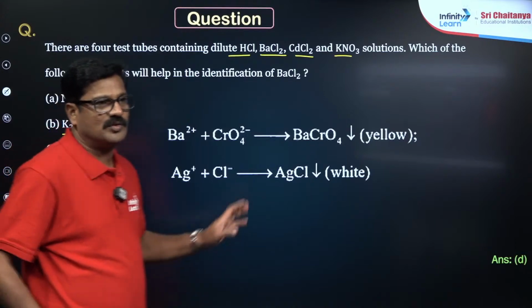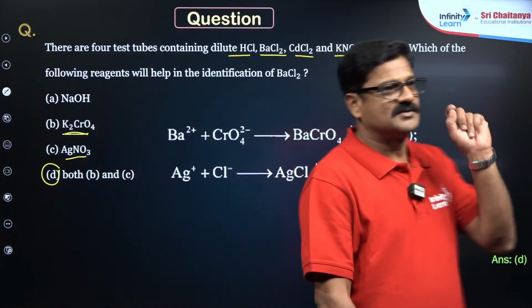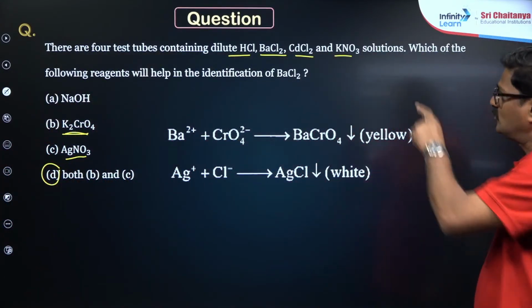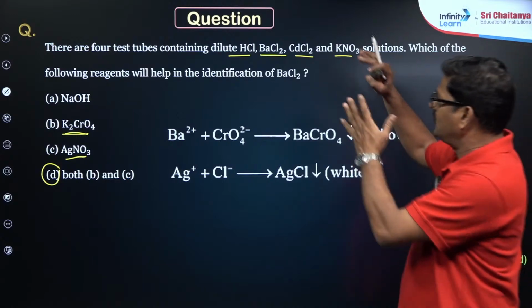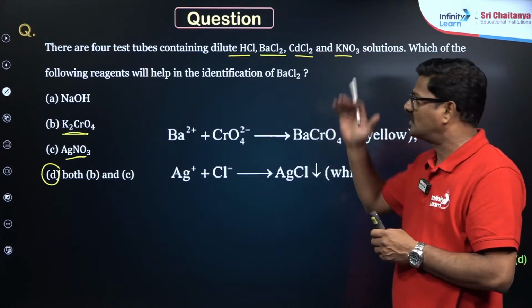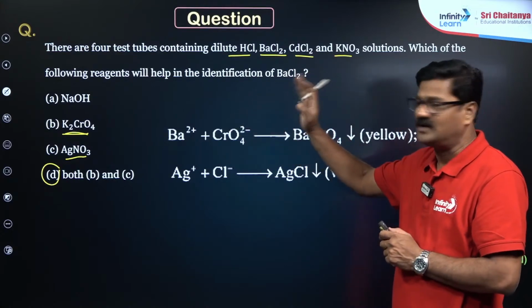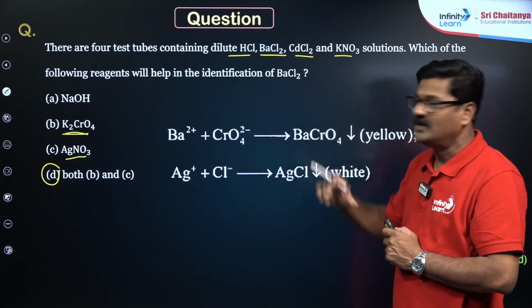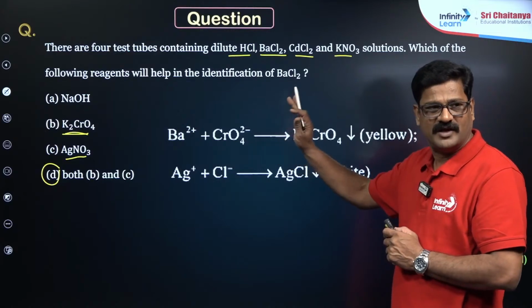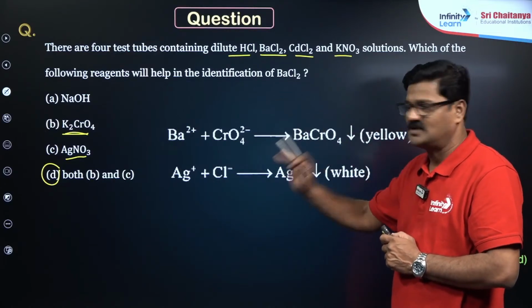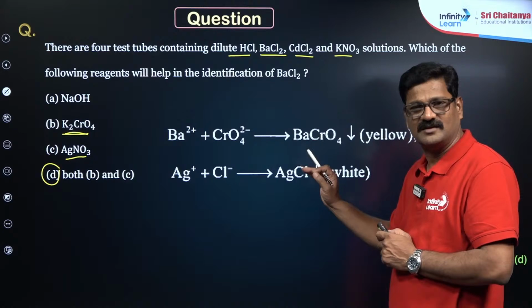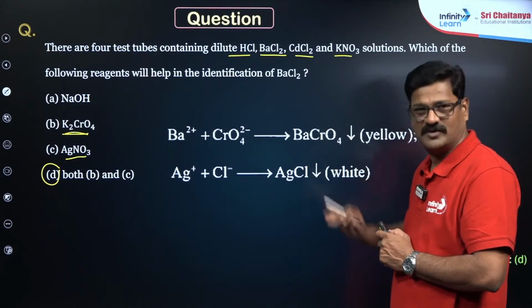Any doubt? So write down these noteworthy points, the principal reactions related to analytical questions. When analytical questions are given, you have to work out what is reacting and what is not reacting. Barium chromate, yellow precipitate; silver chloride, white precipitate. These precipitates are insoluble.